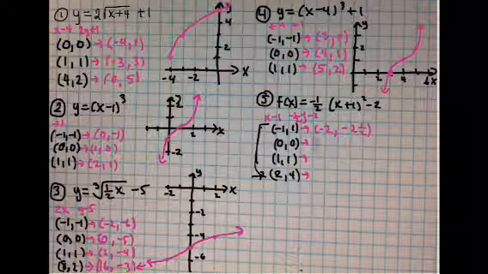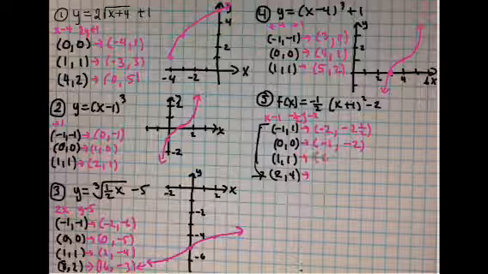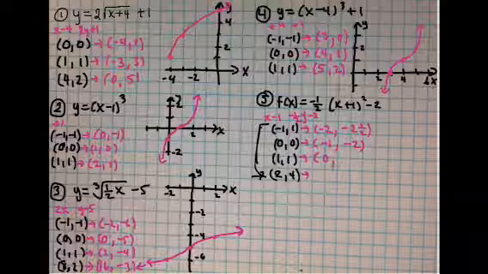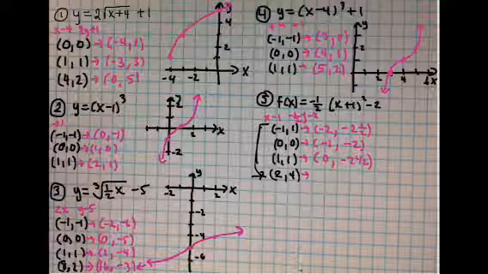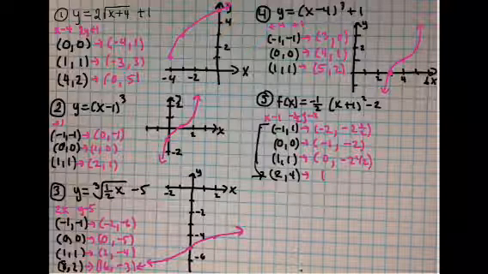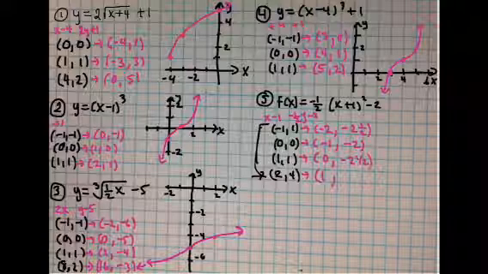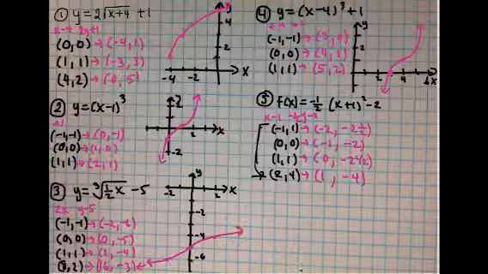0 minus 1 is negative 1. 0 times negative 1/2 is 0, minus 2 is negative 2. 1 minus 1 is 0. And then we have 1, negative 2.5, right? Because it's negative 1/2 times 1. And let me just add the 4th point. 2 minus 1 is 1. And then 4 times negative 1/2 is negative 2, minus 2 is negative 4. Okay, so we're going to graph it now.